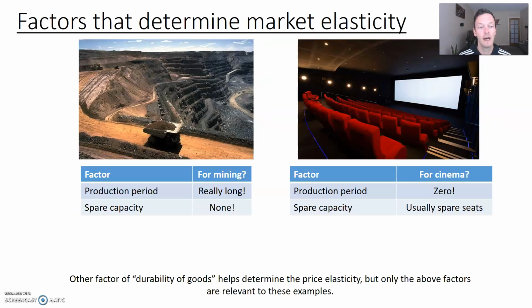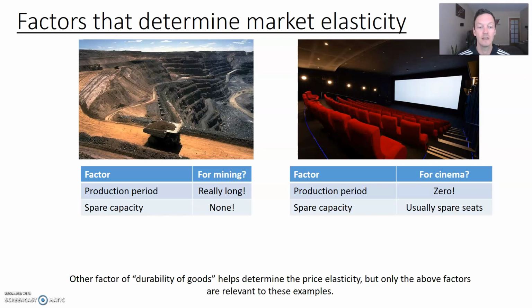You'll see here, we've got three factors that determine the price elasticity of supply. Those are production period, spare capacity, and durability of goods. Now, just like with demand, you don't have to use all of these factors to justify what elasticity a particular market has. Just one will usually do. In this example, we've got two that fit both.